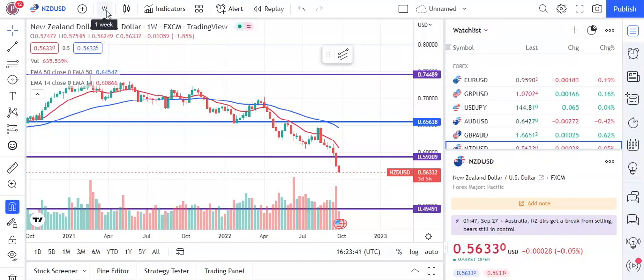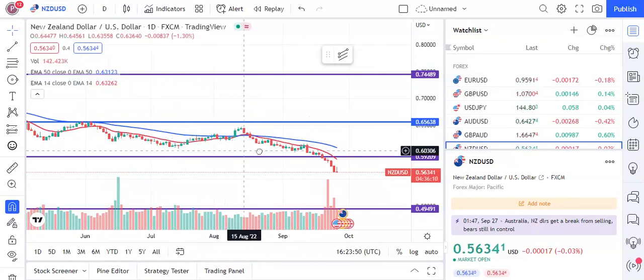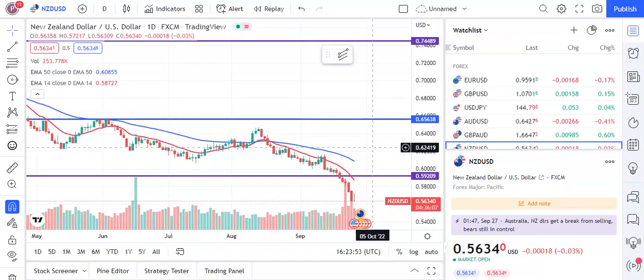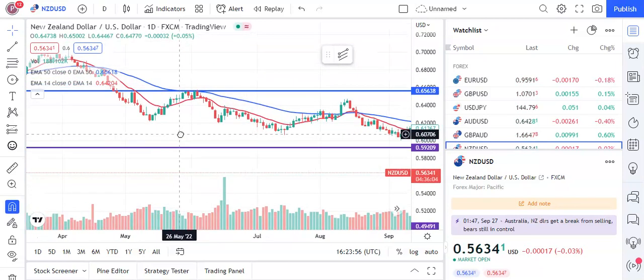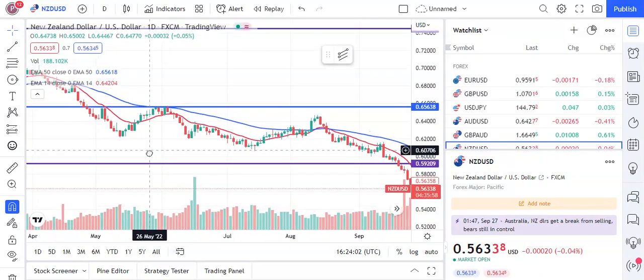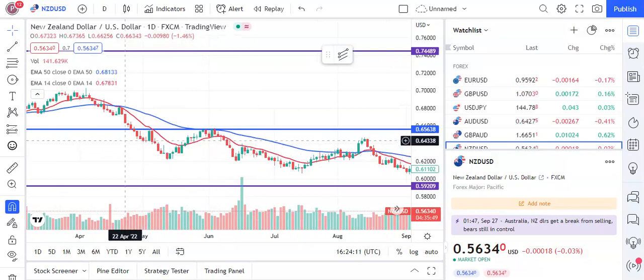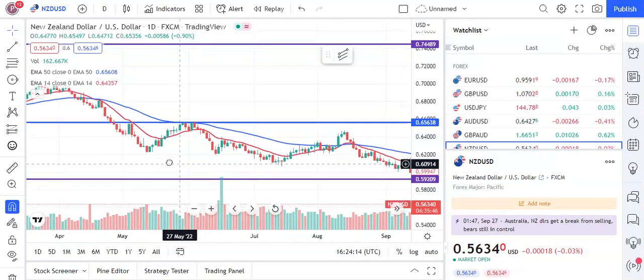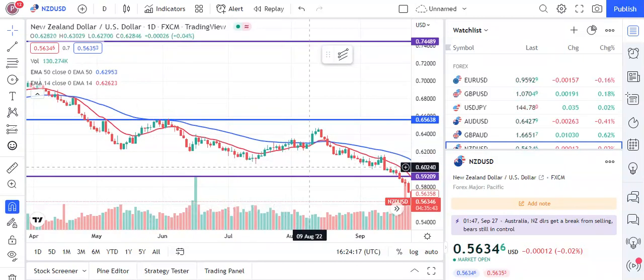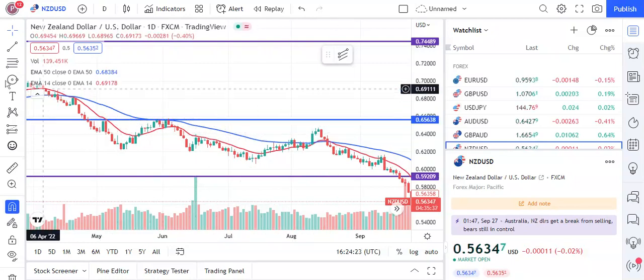Now I'll move straight to the daily time frame. What is actually happening on the daily time frame? Now here is the daily time frame. As you can see, the trend is equally down, straight down. And I can identify a downtrend. One of the ways you can equally identify a downtrend is if you can see that the candles are forming lower highs and lower lows. Look at it here.